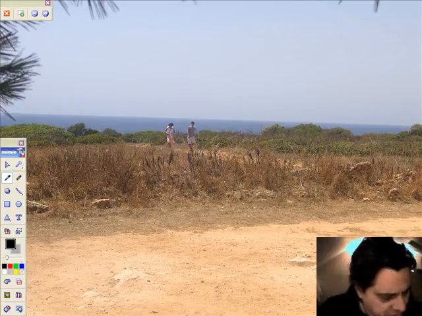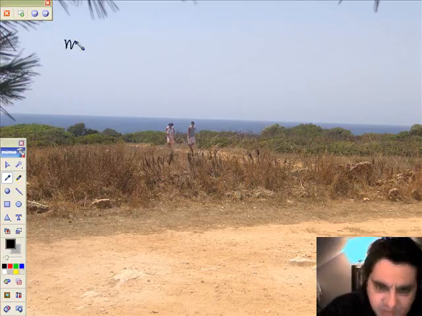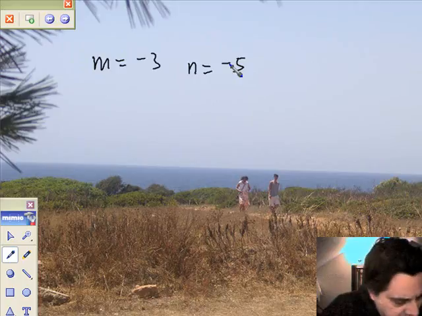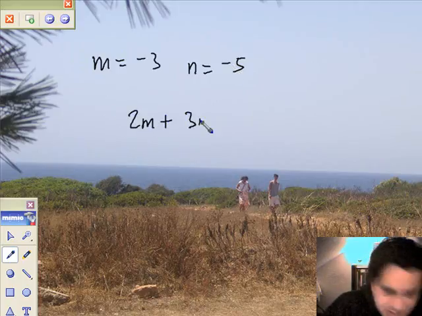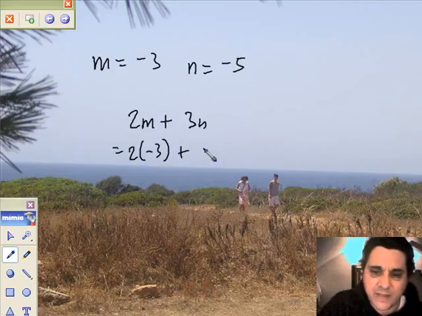Right, starting off on question 6, page 74, just had a little bit of a breather there. I've got m is negative 3 and n is minus 5. Do a couple of these. B says this, 2m plus 3n. What does that mean? It means 2 times minus 3, please note I'm using brackets, ever so tidy, plus 3 lots of minus 5.